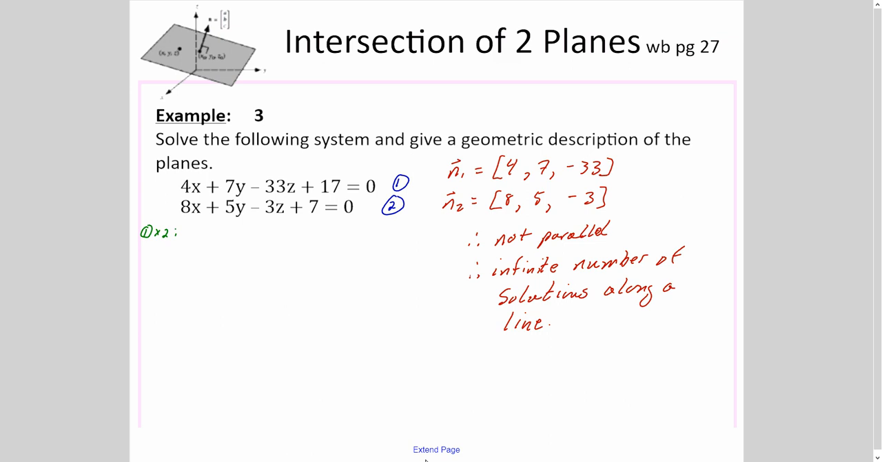And what I'm left with is 8x plus 14y subtract 66z plus 34 equal to 0. And now I'm going to take equation 2 and I'm going to subtract equation 1. So my bracket's subtracted here.